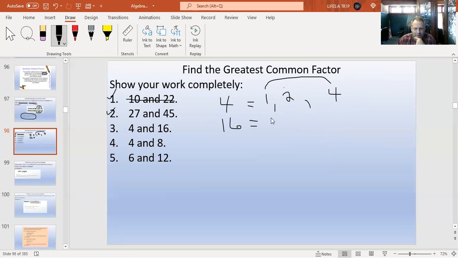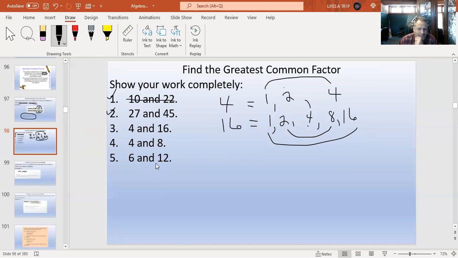Let's see. 1 times 16, 2 and 8. 3 and 16, no. 4 and 16. 5 and 16, no. 6 and 16, no. Okay, I think that's it for that.